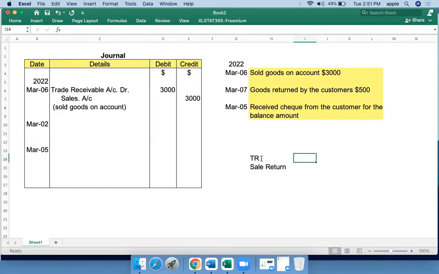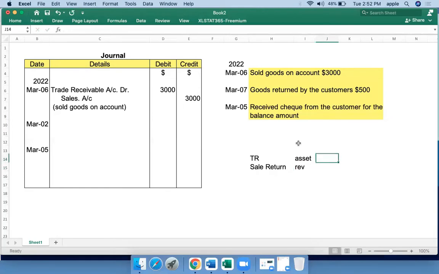Trade receivable is asset and sales return is liability. No. Wait. Sales return is expense, right? Because you need to pay them. No. First I sold, so sales was revenue. So it is revenue only. Oh, okay. It is asset, and this one is revenue.